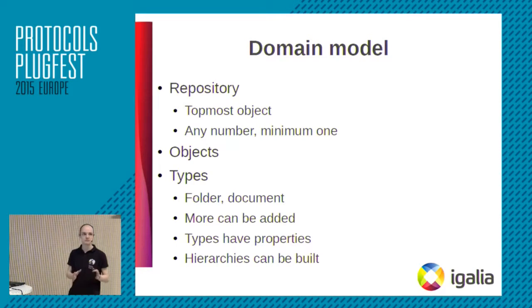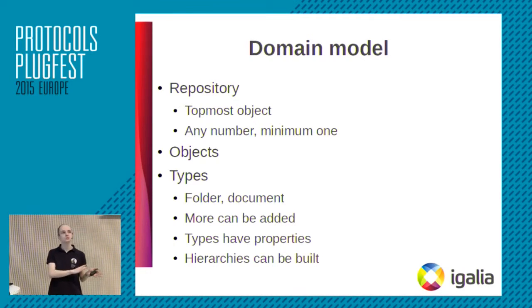There are two basic types, folders and documents. Those types have properties. Folders and documents provide a basic set of them, basically name, modification and creation dates, etc. And more types can be added, and you can build hierarchies with that. For example, you could have an invoice type which extends the document type and adds a property like invoice number, so you can use it for queries, for example, later.